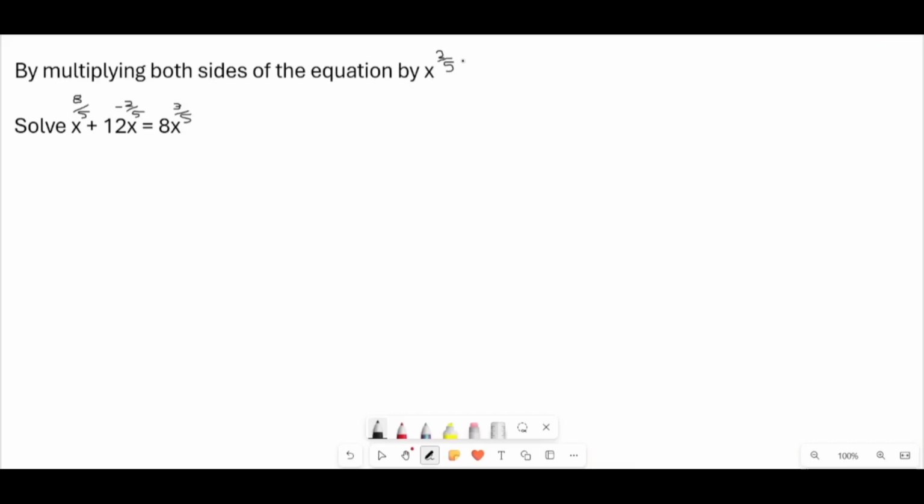Alright, so we've got a slightly more difficult one here, and I'm not sure how well it's going to turn out in the video quality, so I'll just read it out. By multiplying both sides of the equation by x to the power of 2 fifths, solve x to the power of 8 fifths plus 12x to the power of minus 2 fifths equals x to the power of 3 fifths. So again, we're just going to add 2 fifths to each of the powers, so it's going to turn out like this.